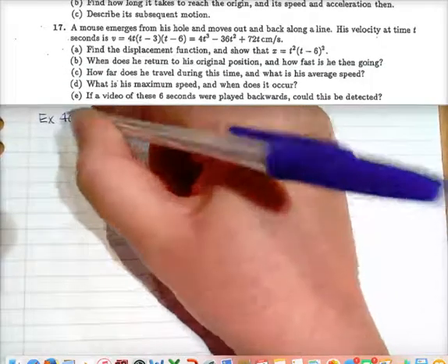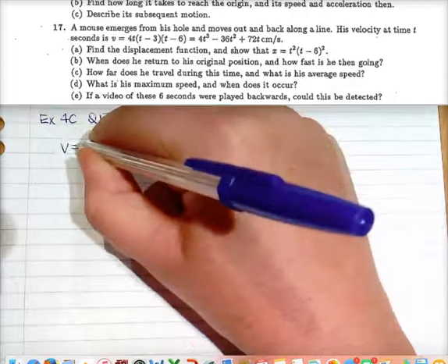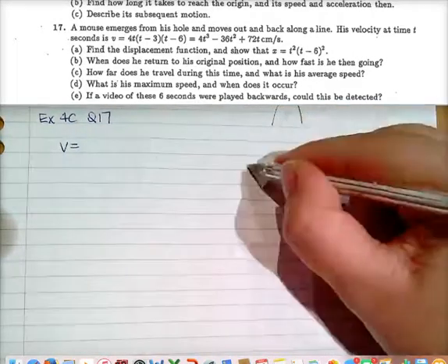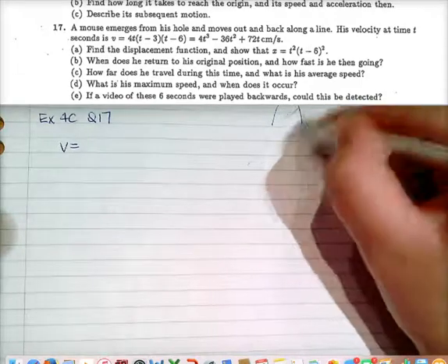17. A mouse emerges from his hole and moves out and back along a line. So that's the mouse hole. Mouse comes out, goes back in, comes out, goes back in, etc.